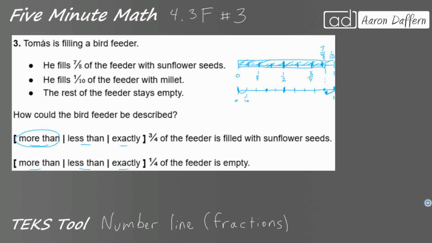And then how much is empty? So remember, my empty is this little tiny smidgen right there, like 2 seeds space probably. Is that more than, less than, or exactly 1/4? Well, look how big 1/4 is. 1/4 is all the way from here to here. And that space is definitely less than 1/4 empty. And so those are your two answers.